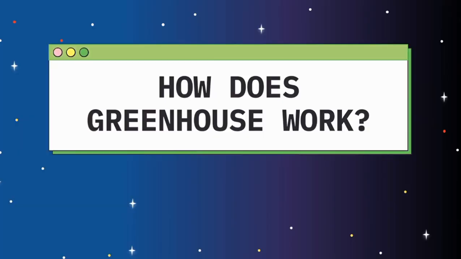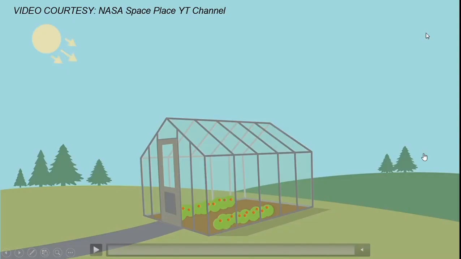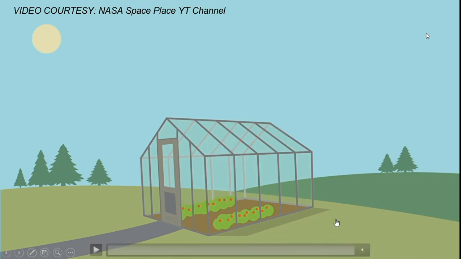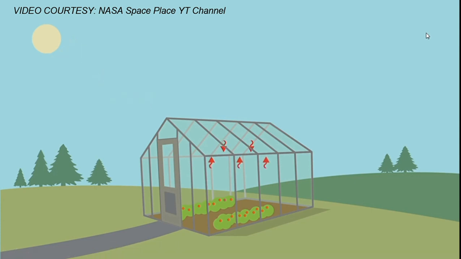How does greenhouse work? Okay, so the greenhouse are made of glass or plastic sheet that allows light rays from the sun to enter the greenhouse. So the plants inside the greenhouse absorb the light rays and converted it to heat. So when the plants release the heat energy, it is trapped by the glass and the greenhouse stays warm. So this is how a greenhouse keeps plant warm at night.